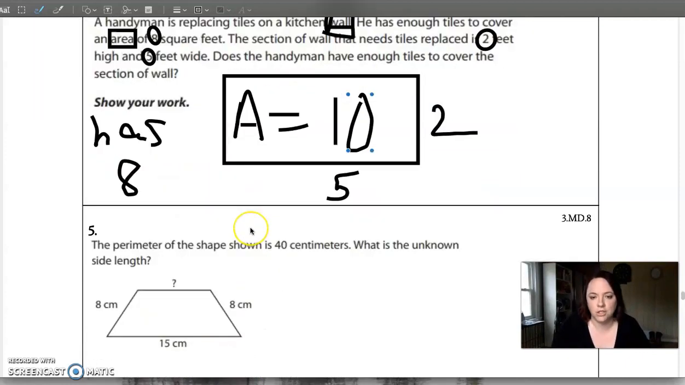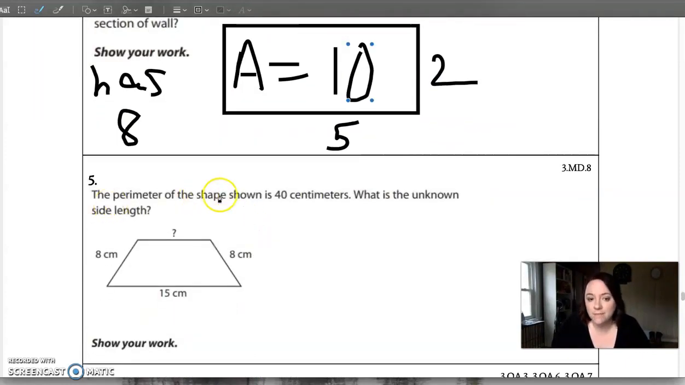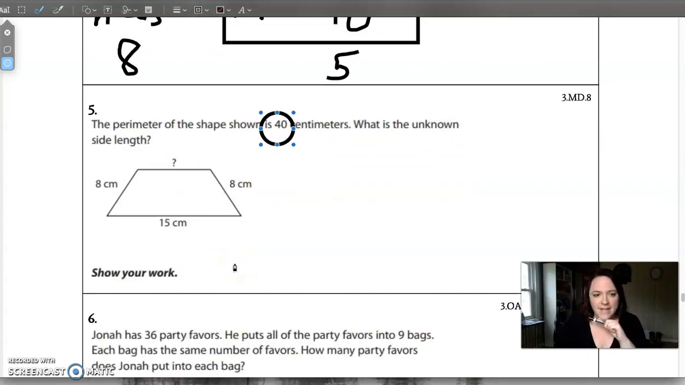So the perimeter of a shape is 40 centimeters. What is the unknown side length? When you're doing perimeter, you always have to find all of the sides and then add them together. So that's all you're doing, you're adding all of these together, and then you have to subtract to find your question mark. What are you going to subtract after you add these 3 together before you find this one? Oh, our total is 40. So 40 minus whatever these 3 are is going to give you your question mark. Okay, so that gives you a little bit of a hint on that one.